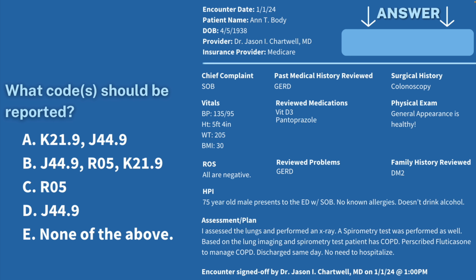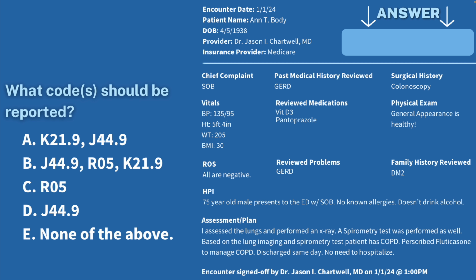But this is an example of a medical record that I made up. What's important here is that we have to look at the encounter date. Basically this is the date of the office visit, January 1st, 2024. We have the patient name, and the patient's date of birth up there. We also have the provider, Dr. Jason R. Chartwell, MD. And the insurance provider is, of course, Medicare. We're using the HCC risk adjustment model.